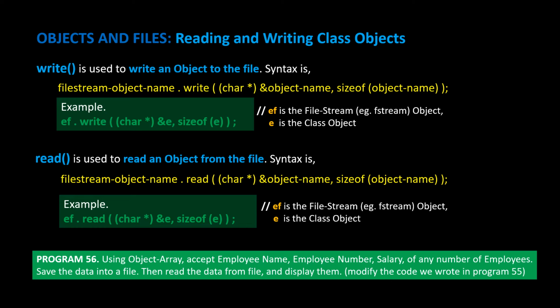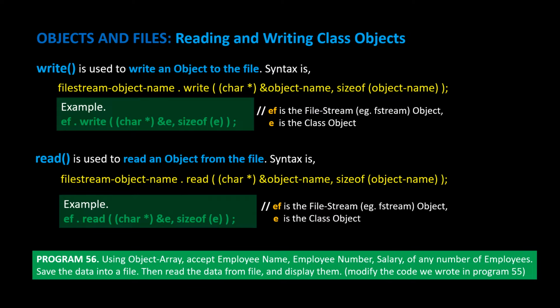Program 56. Using object array, accept employee name, employee number, and salary of any number of employees. Save the data into a file. Then read the data from file and display them. You can modify the code we wrote in Program 55.